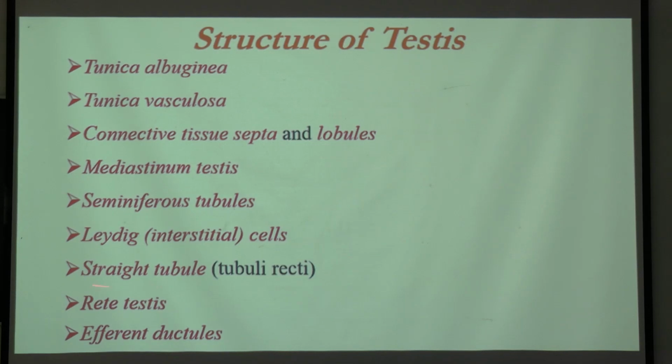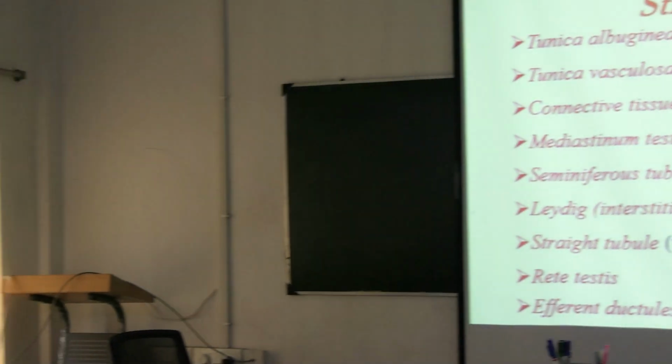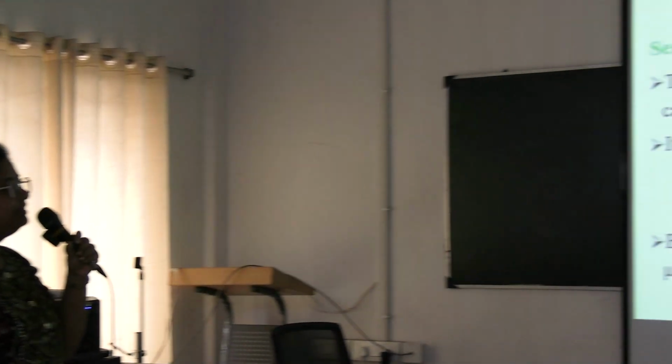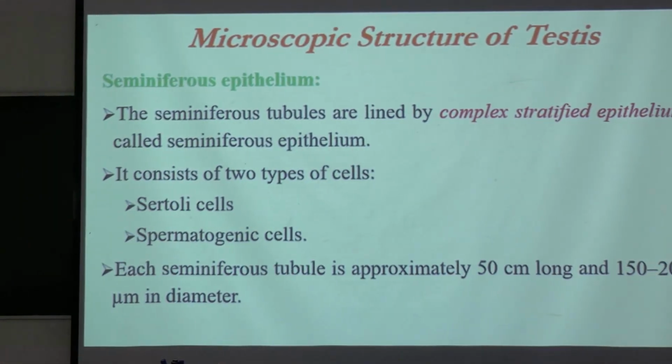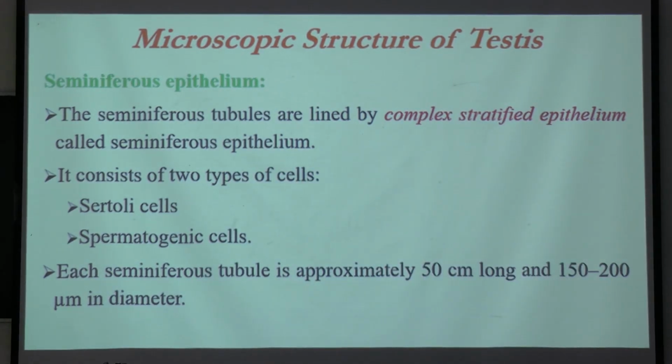The last part of the seminiferous tubule is known as the straight tubule or tubuli recti, and from the rete testis arise the efferent ductules that enter the head of the epididymis. That structure we have already discussed. Next we go to the seminiferous epithelium. This is a specialized type of epithelium.